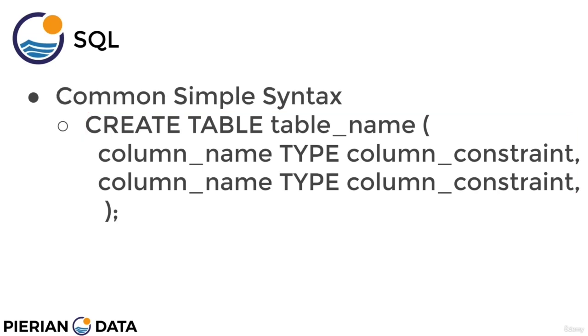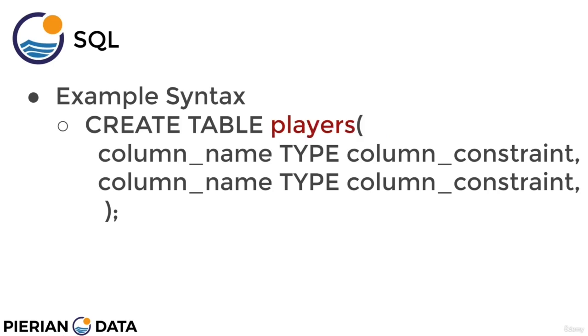So we're going to follow along right now for this lecture with what I'm going to call common simple syntax, which is just creating the table and then adding in your columns. Let's work through a very quick example, and then we'll go over to pgAdmin and actually code it out. So for an example syntax, you would keep create table, those keywords don't change, and then you decide on a table name. So let's go ahead and make up a players table. Then we have to decide what columns are going to be in our players table.